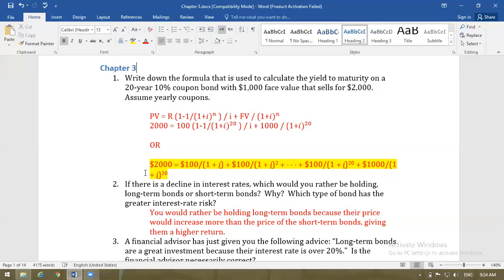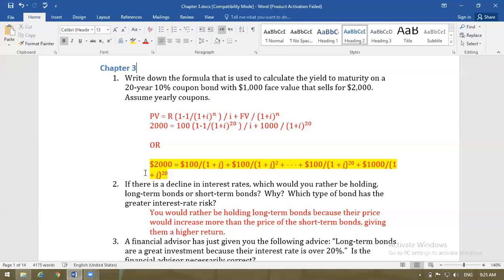PV means present value, which is equal to R, the periodic payment, the yearly payment. Students, remember that periodic payment will always be calculated using this formula: periodic payment is equal to the coupon rate of a bond multiplied by the face value of a bond. The coupon rate in this case is 10% and the face value is 1000, so the periodic payment will be 100. Further, in 1 minus 1 divided by 1 plus I, I is not given in this case. I means yield to maturity or market interest rate, not the coupon rate of the bond. So I is not given, and I am not changing it.